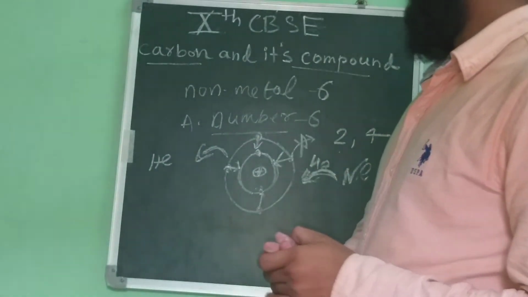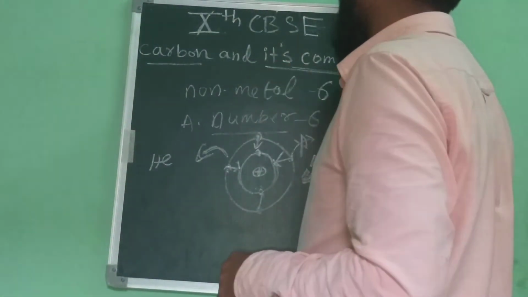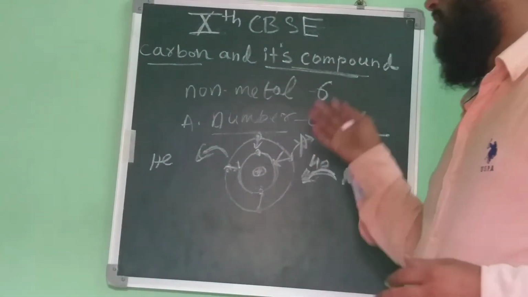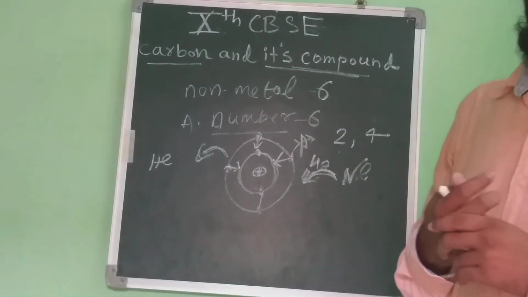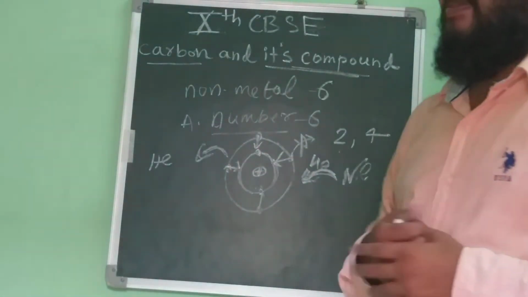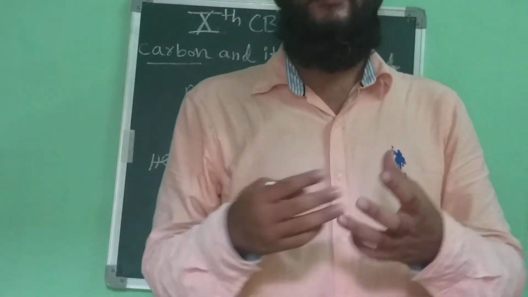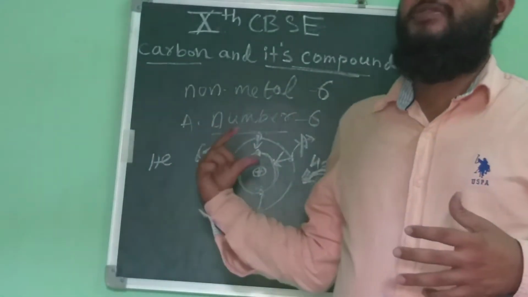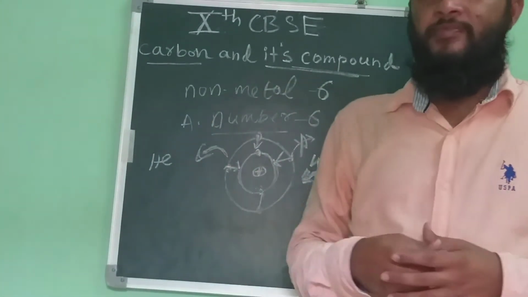Then how does carbon form its compounds? Now we will see how carbon can form its different types of compounds, and how so many compounds are formed in nature.